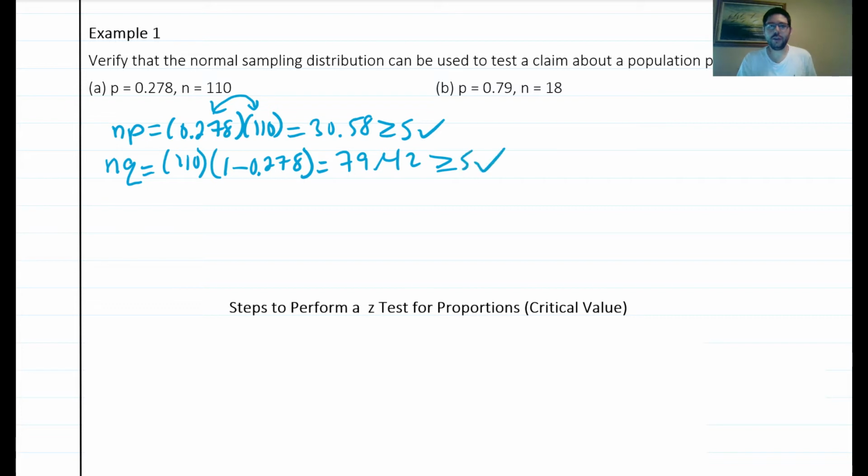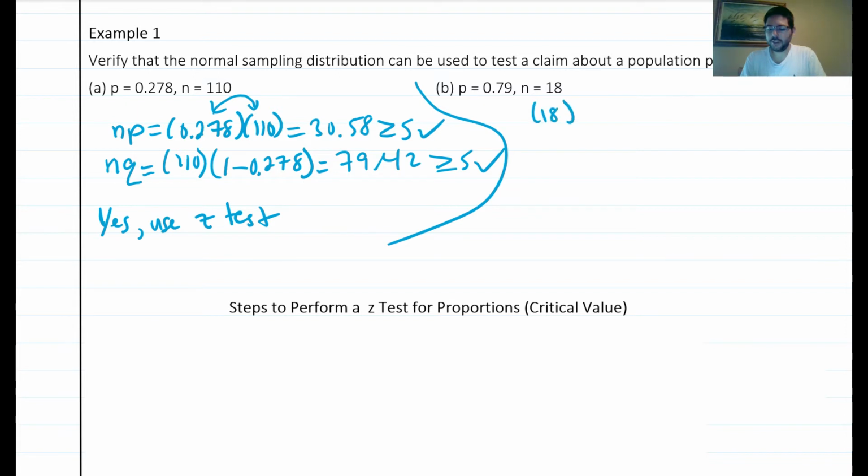So this checks out, which means that yes, you can actually use the z-test. Okay, so proceed with it. So we'll say yes, use the z-test for the proportion. All right. Now we're going to do part B, same deal. So we're going to do 18 times 0.79, and we're going to see if that's greater than or equal to 5.